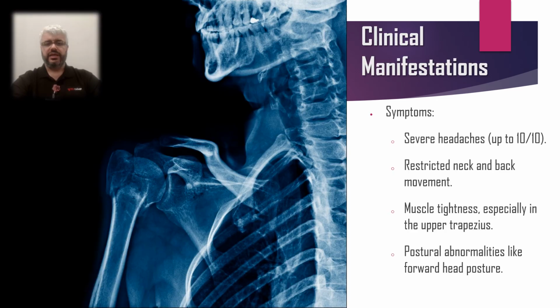The patient reports a pain level reaching 10 out of 10, which intensifies with movement. He has limited range of motion in his neck and lower back, and there's muscle tightness, especially in his upper trapezius. His posture is affected, showing a forward head position, which is typical in cases of chronic cervicalgia and low back pain.